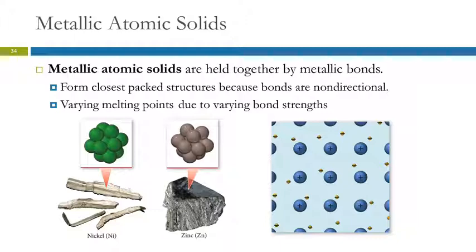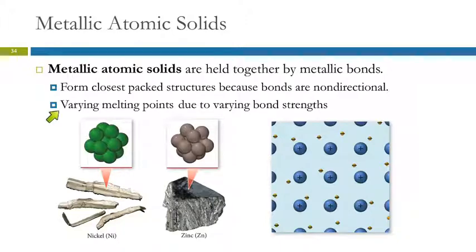Metallic atomic solids, this would be all the metals, okay? And only the metals. So these are held together by metallic bonds. Here we have a picture of the electron sea model, where valence electrons are sort of pooled among all the different atoms, and this is what allows conductivity of electricity and heat. These are also going to form closest packed structures. The forces of attraction here are non-directional, and so they're just going to get in as close as they can to lower their potential energy.